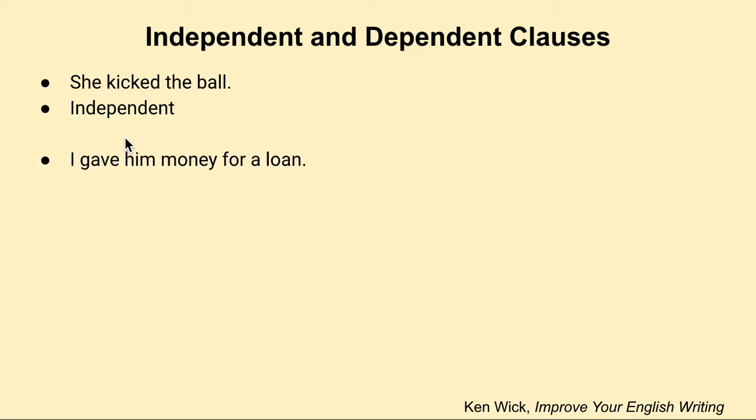I gave him money for a loan. Gave is the verb, I is the subject. Does this begin with a subordinating conjunction? The answer is no. Therefore, it is an independent clause.